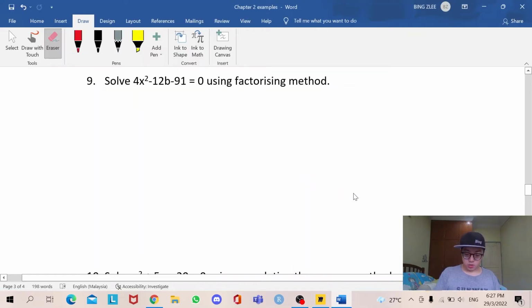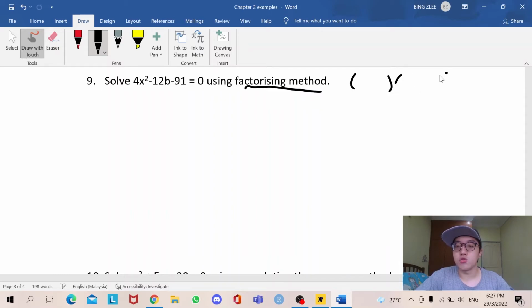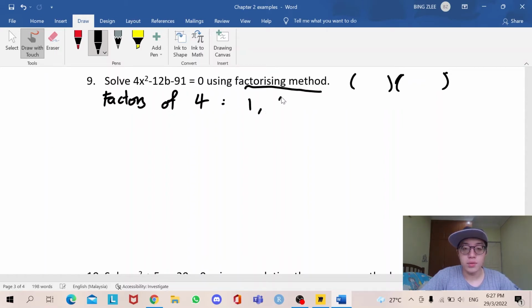So the first example we have here is to solve 4x squared minus 12x minus 91 equal to 0 using the factorization method. Factorization method means we need to make this into 2 brackets. So first we need to list out the factors of 4. We have 1, 2, and 4. Secondly, factors of 91. We have 1, 91, 3.